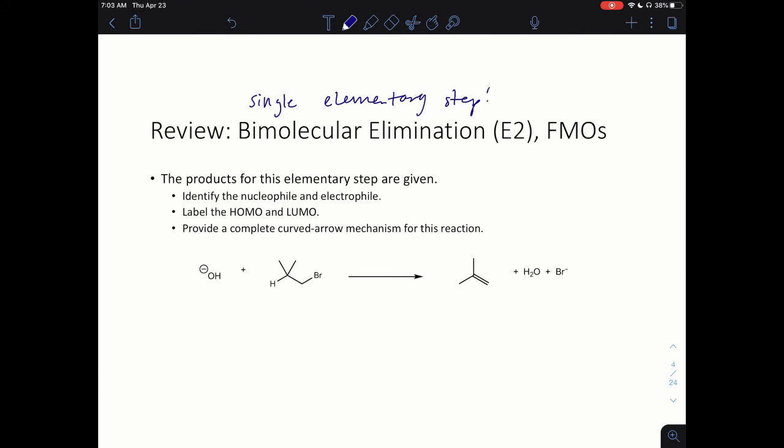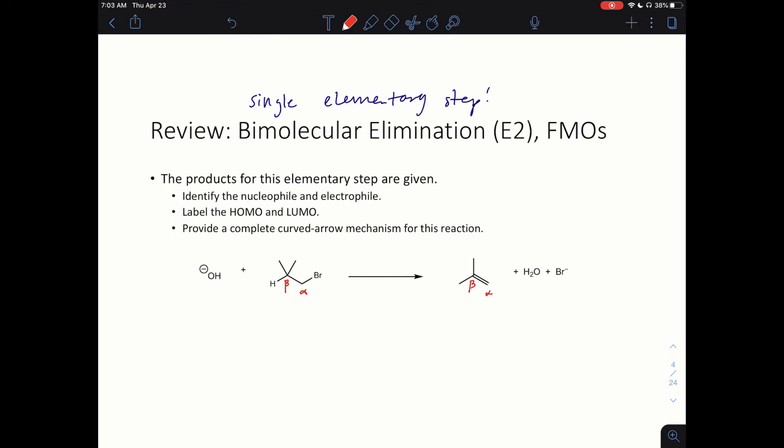All right, let's take a look at this E2 elimination. So we're given the products for this reaction. We want to identify the nucleophile and the electrophile, label the HOMO and the LUMO, and provide a complete curved arrow mechanism. Let's provide the complete curved arrow mechanism first. I've called this the alpha carbon, the one that's bonded to the halogen. Adjacent to it is the beta carbon. So let's go ahead and label those carbons in the product.